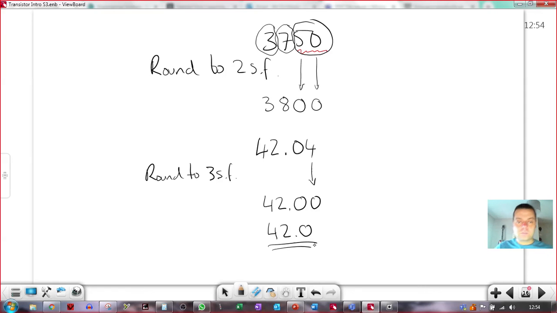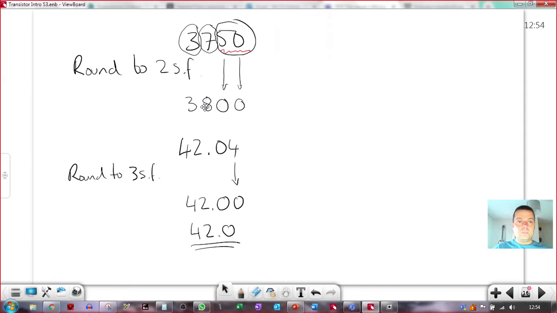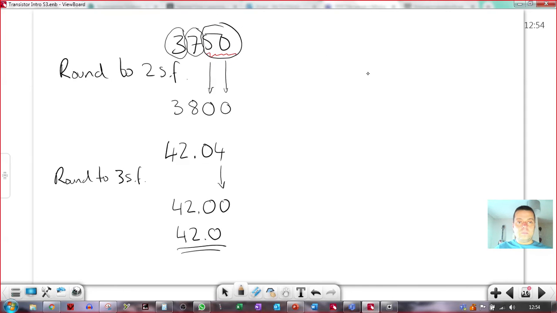Okay. We'll do one more. Let's go 0.002750. How many significant figures has that got? Do you know? These are leading, they are insignificant. That one's in between, so it is significant. So we've got 1, 2, 3, 4, 5. This has currently got 5 significant figures. Let's round it to 4.